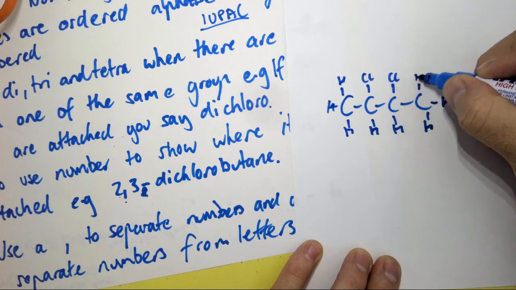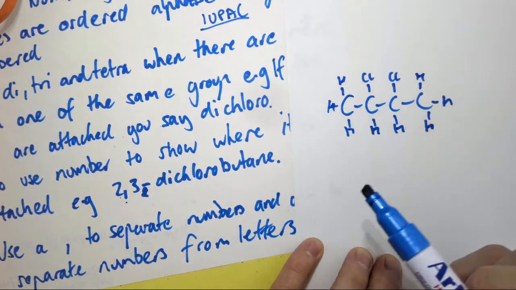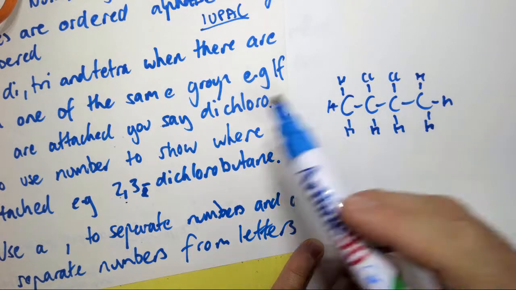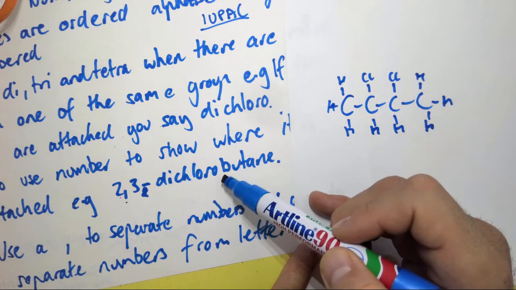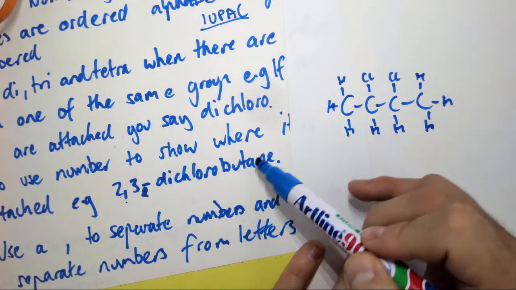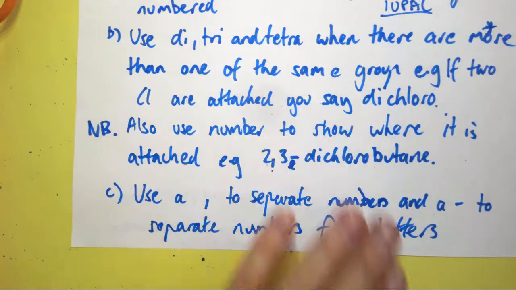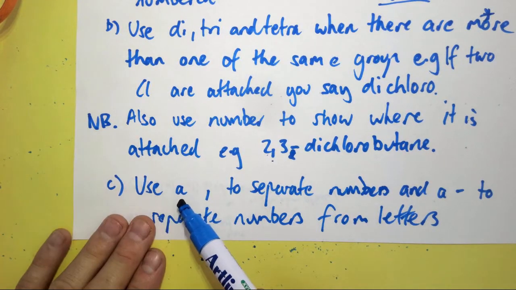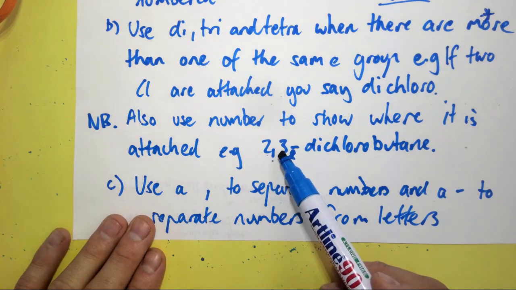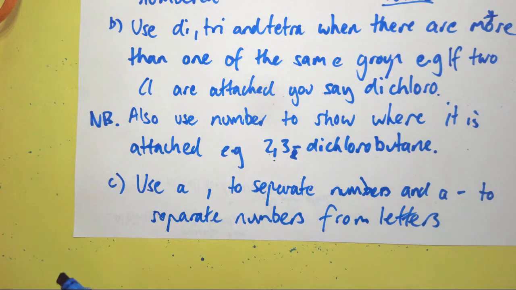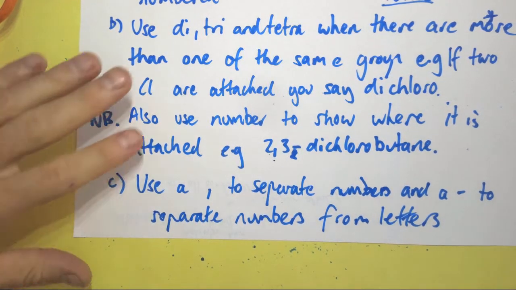Okay, so the IUPAC numbering system helps us draw these. Well, this is a fairly simple one, but when it gets more complicated, all the numbering is like instructions. We just got to break down what the instructions are. That's basically all this is. It's an instruction set. And we use a comma to separate numbers, so 2,3, and a dash to separate numbers from letters. Really straightforward.